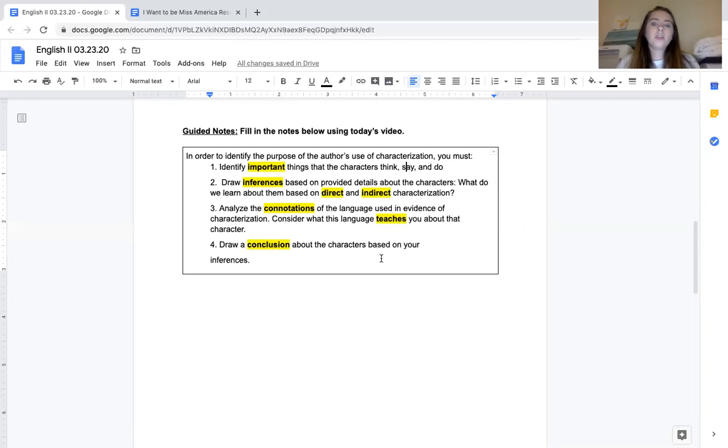So the first thing that you're doing when you analyze character is you're identifying important things that the characters think, say, and do. So with the things characters think, say, and do that stand out to you, that seem like important information, using it and writing it down, you're actually able to make inferences.